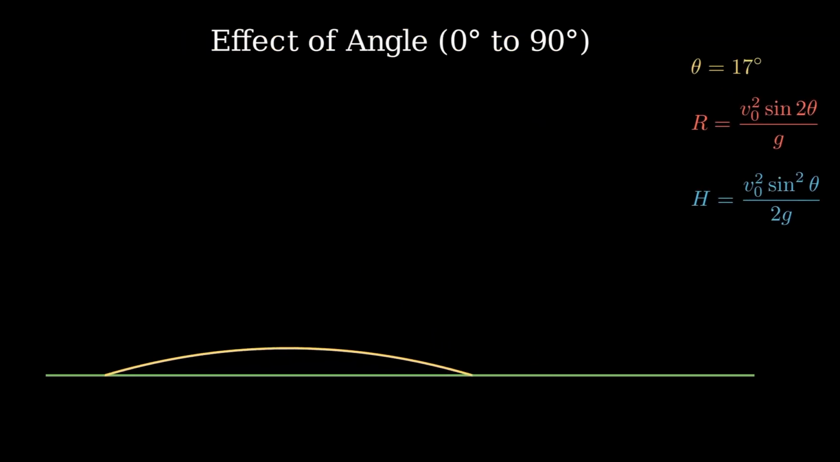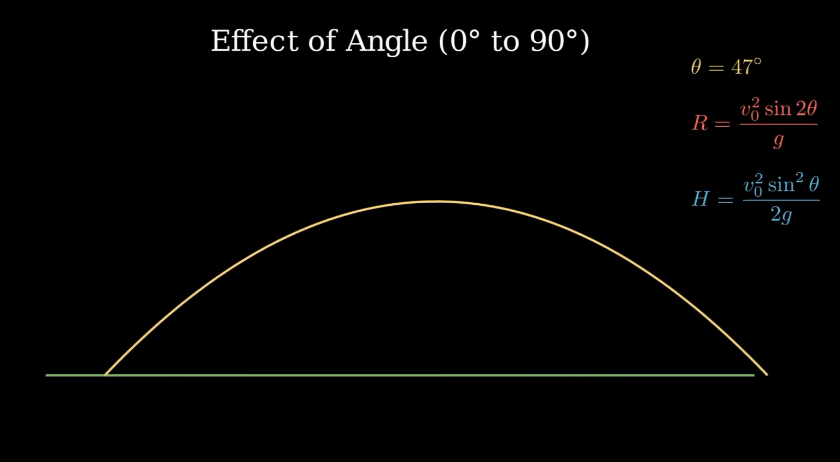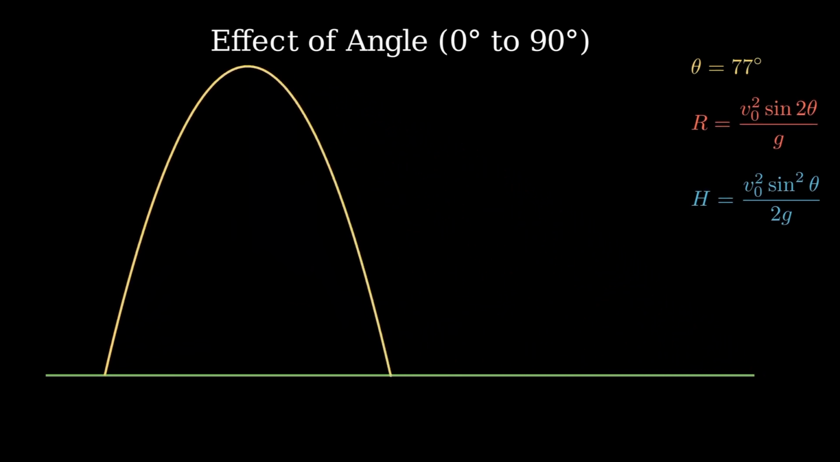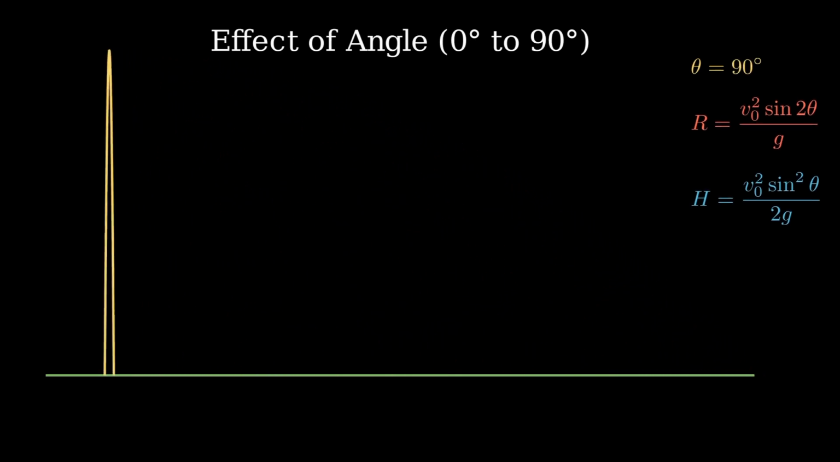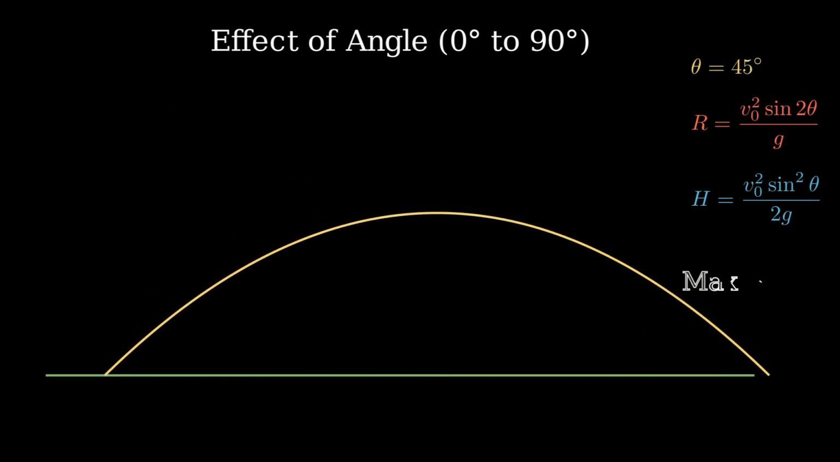How does the launch angle affect the path? As the angle increases, the maximum height goes up. But to achieve the absolute maximum horizontal range, 45 degrees is the perfect sweet spot.